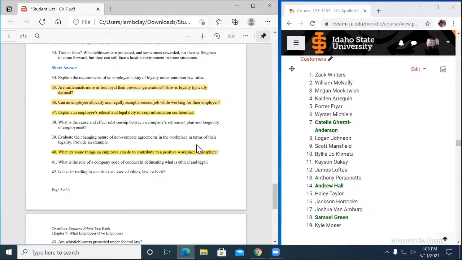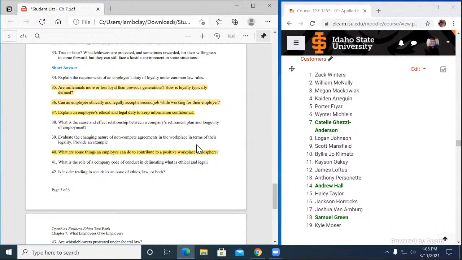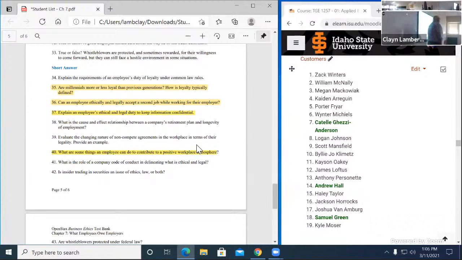Your legal duty would be like if you signed a non-compete form or some sort of contract. Yes. Okay. And your ethical one is just, could you live with yourself if you disclose something that you didn't sign a contract for. Exactly. That is perfectly said, Tanner.